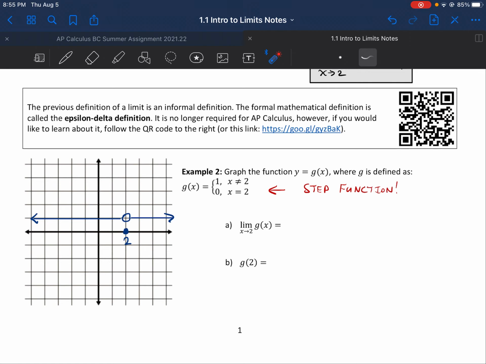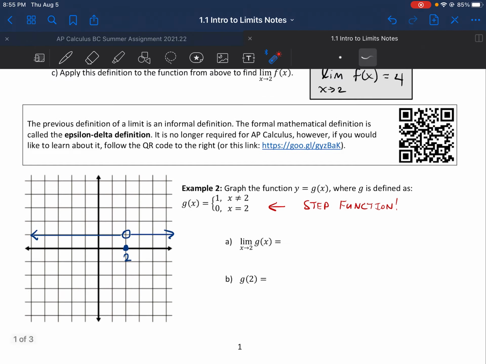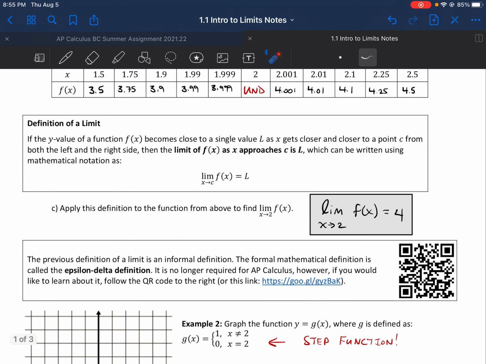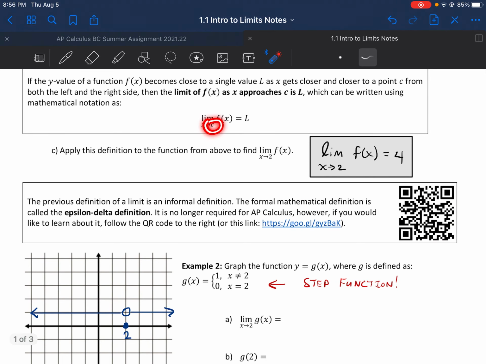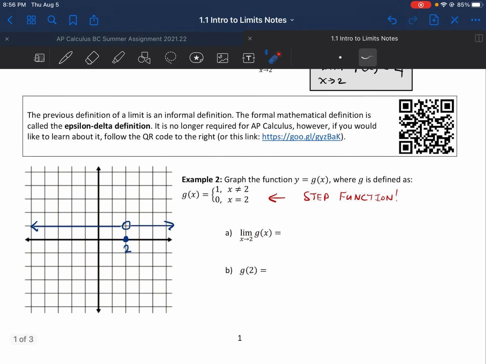So let's calculate some limits real quick. Let's think about what the limit of this function g is as x approaches 2. Now let's go back to our informal definition of a limit. The y value of a function f of x becomes close to a single value L as x gets closer and closer to a point C from both the left and right side. Well, the point C that we're getting closer and closer to is 2. So as we get closer and closer to 2, let's trace our function. As we get closer and closer to 2, from the left and the right side of 2, the function values are approaching 1. So that would be our limit.